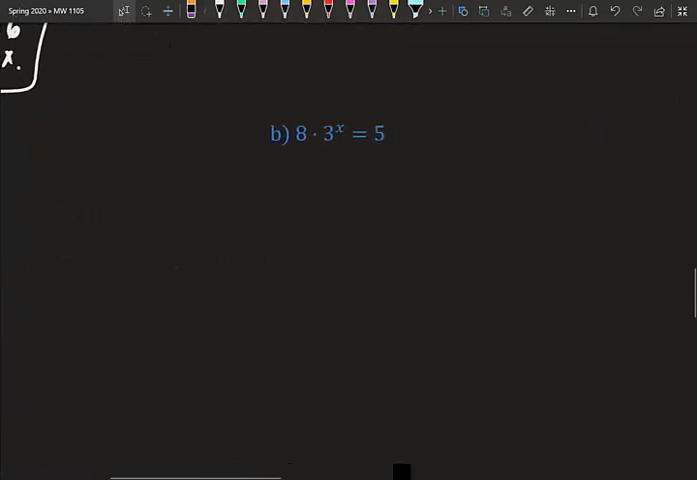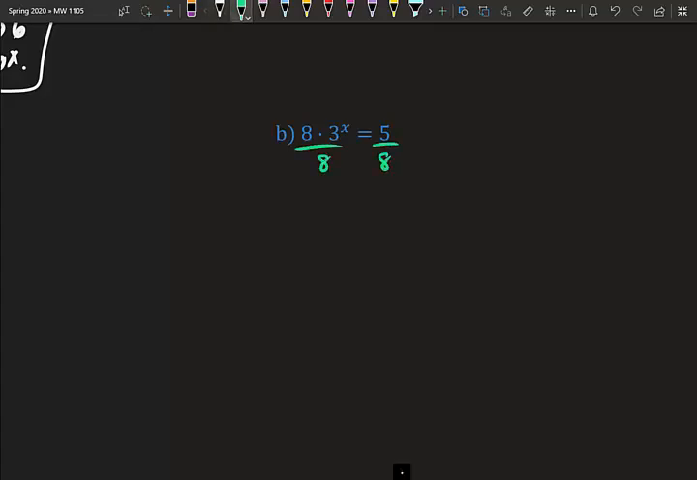Alright, let's do b. So you see how that's 8 times 3? Why would they have that? Why wouldn't it just be 24? Because you have to divide it. Because this 8 is not actually attached to the 3 to the power of x. So let's divide it out. Always do that if there's a number in front that looks like that. Get rid of it. So we have 3 to the power of x equals 5 over 8.